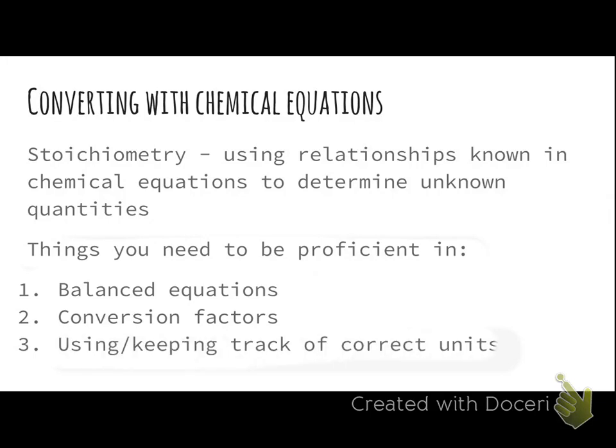And the last thing is using and keeping track of correct units. So you saw this a little bit before when you were converting from grams to moles and moles to molecules, but it really goes back to the root of everything we did in the very beginning of the year with dimensional analysis. You have to know what units you're using, you have to know what you're starting with, where you're going to, what units are canceling, and being able to use those conversion factors. So this unit, stoichiometry, is really going to start to pull everything together from the whole year.